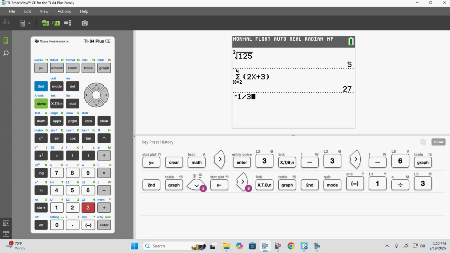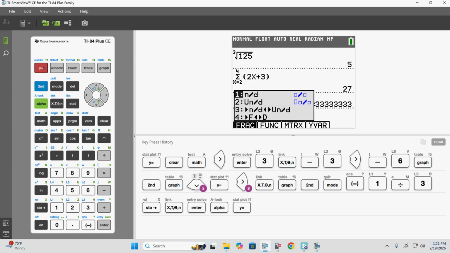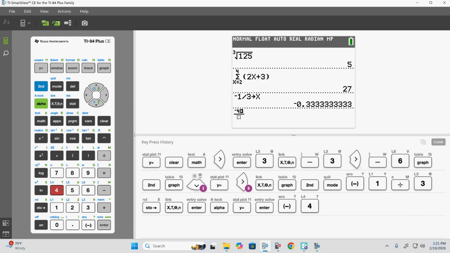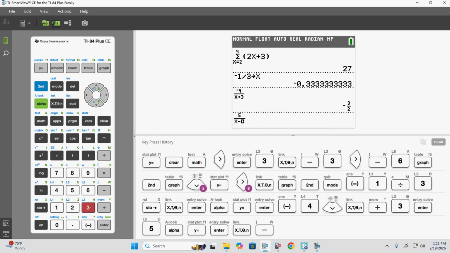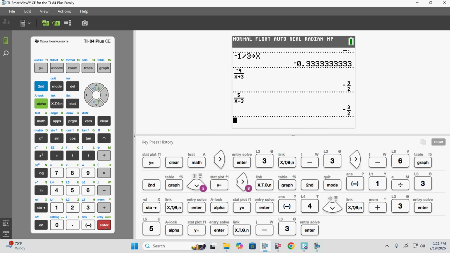Negative 1 divided by 3, store in x. So what I did there was just plugged in and told the calculator that x is negative 1/3. And by doing that, I can just type in negative 4 over x plus 3 because it's assigned negative 1/3 as the value of x. So we can do 5 over x minus 3. We see that both sides are negative 3/2. That is the correct answer.